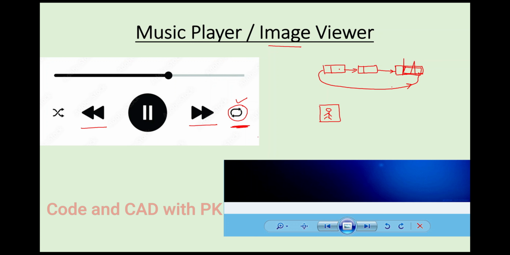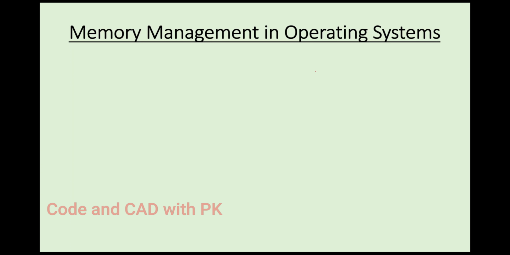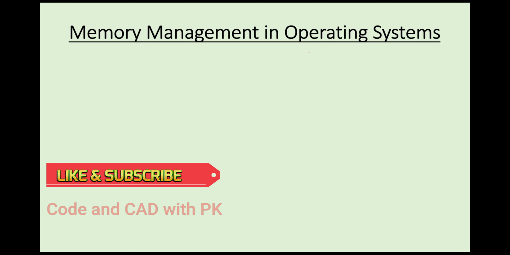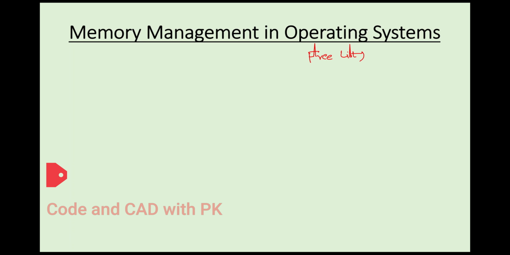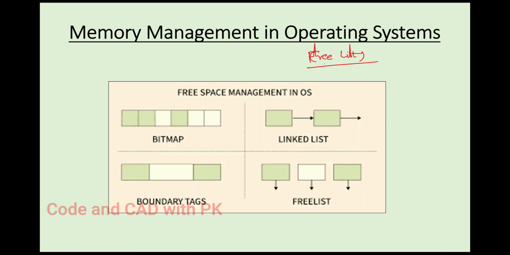Next example is memory management in the operating system, generally the free list. The operating system must constantly allocate and free memory for programs. So free memory blocks are stored in a structure called a free list, as I told you, which is a linked list.